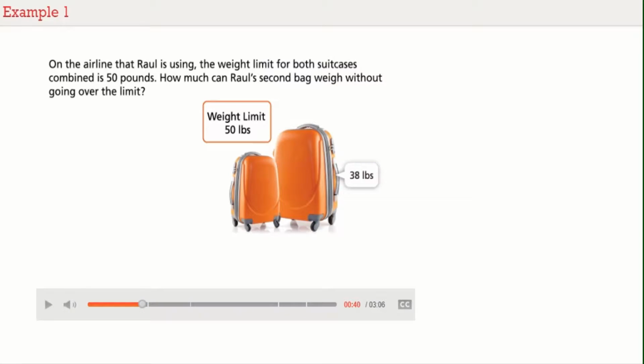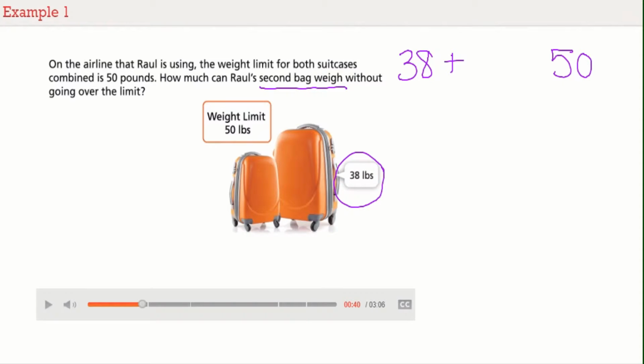Alright, so in this question we have to build an inequality, and when we build inequalities, it's the same way as building equations. We have to have our total on one side by itself. So in this case, our total is 50 pounds because it said the two bag weight limits combined is 50. Now we have to figure out what's going on the other side of the inequality. And we know 38 will be one number on one side by itself because that's the weight of the first bag. And what we're trying to figure out is how much the second bag weighs.